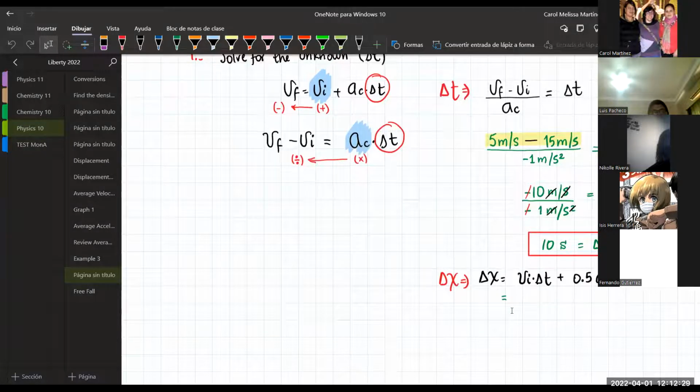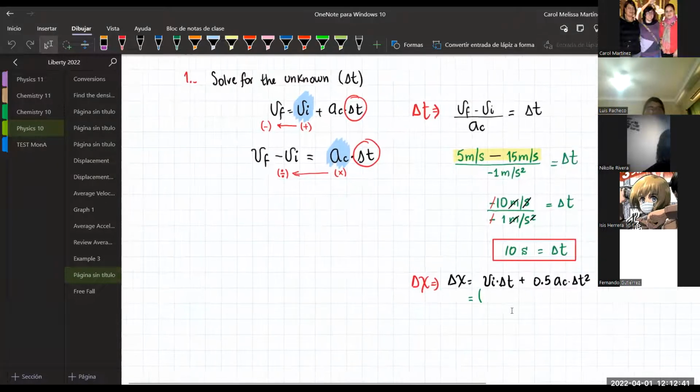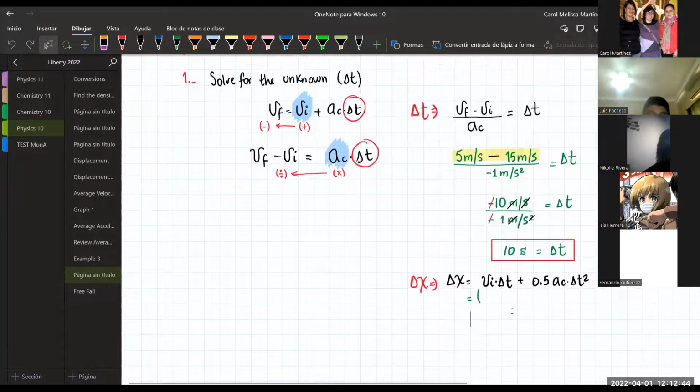Initial velocity, that is how much? 15 meters per second. How about the time? 10 seconds. Plus 1/2. Acceleration is -1 meters per second squared. And the time, that is 10 seconds. But be careful because this time is raised to the second power.